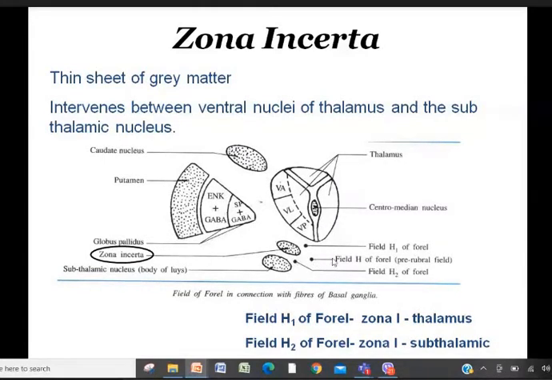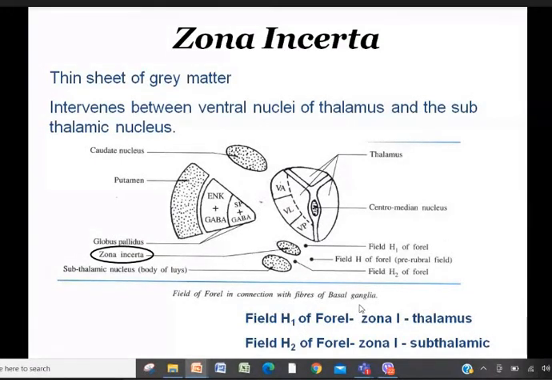Okay, and field H of Forel lies lateral to the subthalamic nucleus, or you can say lateral to the zona incerta. So these are the three fields. These are the fields of gray matter which are present in the white matter over here, in the field of Forel. This you have to remember. Just memorize the zona incerta.